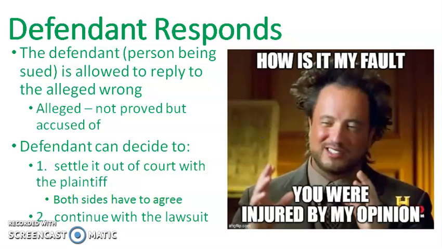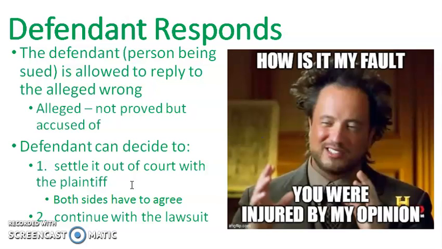The defendant responds. So the defendant, the person that's being sued, they can go ahead and they can reply to this alleged wrong. Remember, it's alleged. It hasn't been proven. You're just being accused of doing this wrongful firing or whatever the case is with the lawsuit. So the defendant can decide to go ahead and do a couple things. They can reach out to the plaintiff, the person who has filed the lawsuit, and they can say, look, let's settle this out of court. Let's not drag this through court. I'll give you this dollar amount right now to end your lawsuit against me. And people do that.